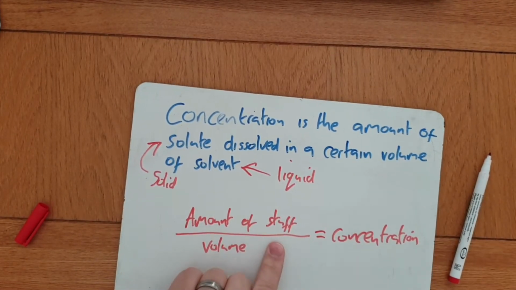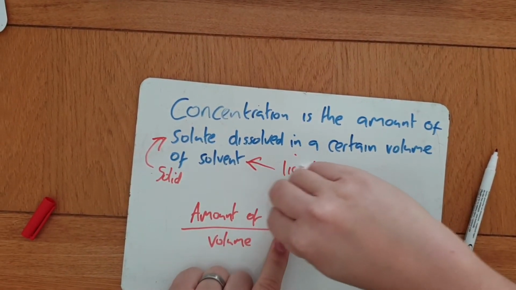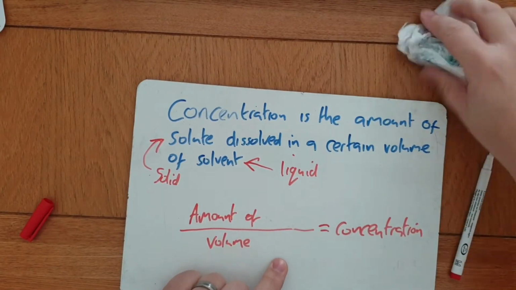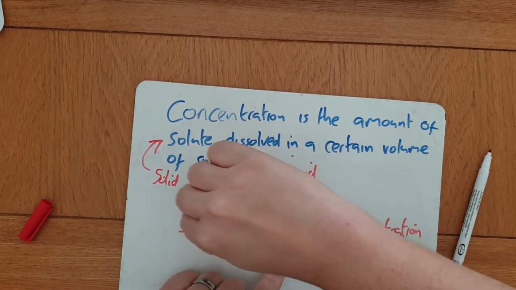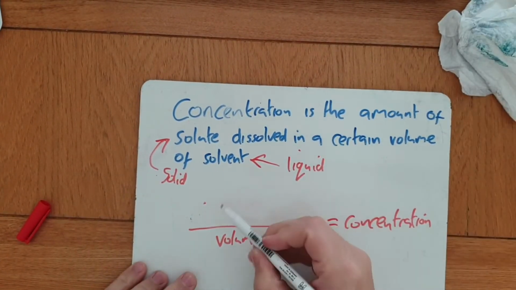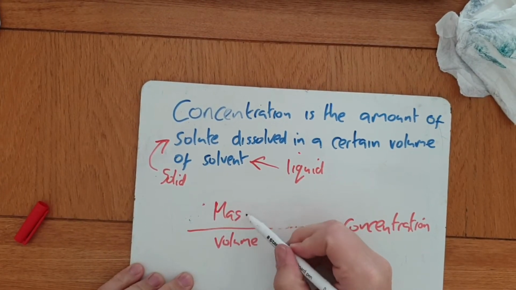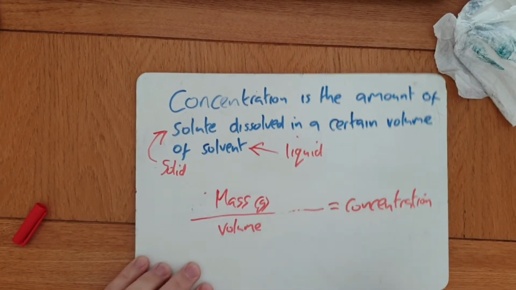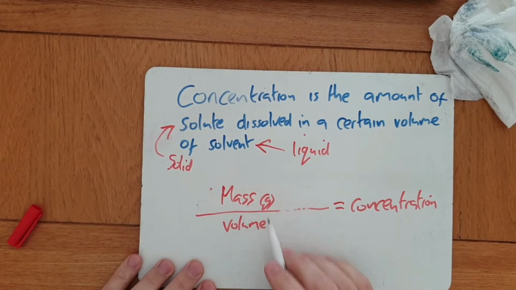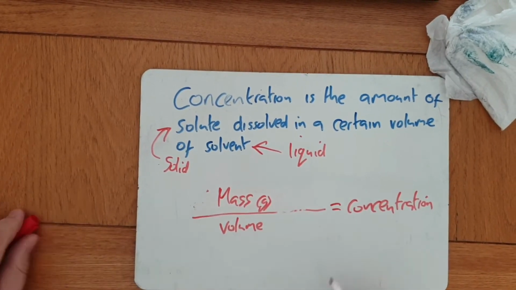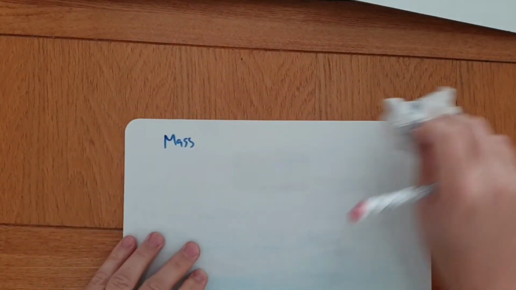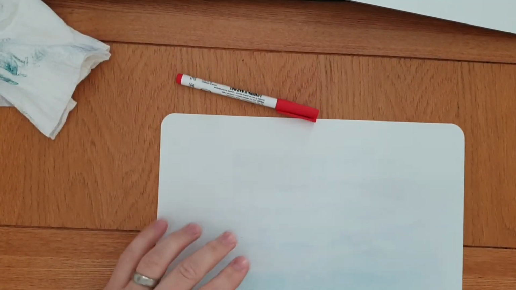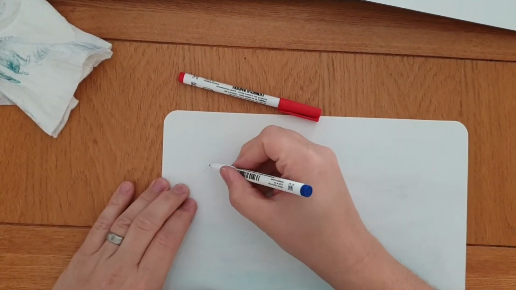And then to go back to what I said I was going to talk about, the amount of stuff, that's not a particularly precise term. So how can we measure amount of stuff in chemistry? Well, we're going to start off just using the mass. Mass in grams. So mass divided by volume. Now we need to talk about volume. And volume is obviously a 3D shape. You've done this in maths before.